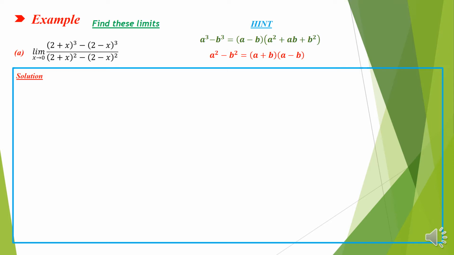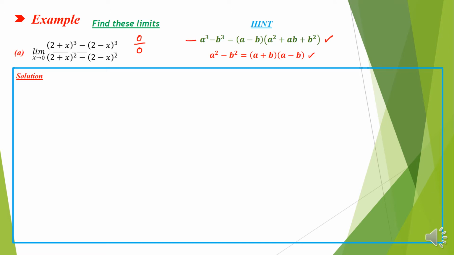So in part A you have to find the limit of (2 plus x)^3 minus (2 minus x)^3 divided by (2 plus x)^2 minus (2 minus x)^2 when x goes to 0. By direct substitution you can easily check that we have 0 over 0. And in this example you have to use a difference between two cubes and difference between two squares.